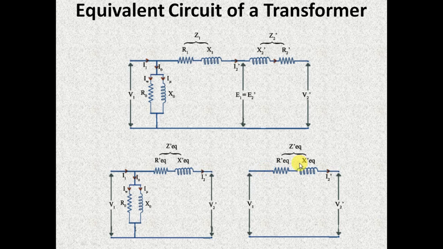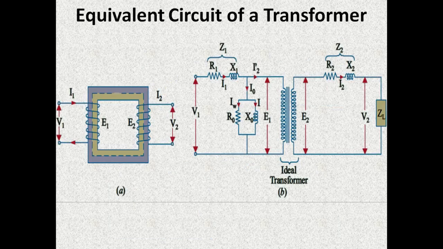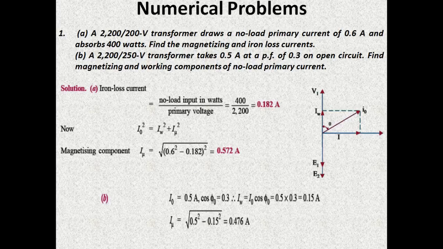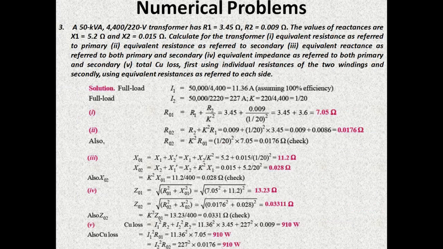The copper loss which you will be obtaining from the primary equivalent circuit will be I1 square R01, and the copper loss which you will be obtaining from the secondary equivalent circuit will be I2 square R02, and the copper loss which you will be obtaining from this circuit is I1 square R1 plus I2 square R2. All these copper loss values will be one and the same. Let's see in this problem.